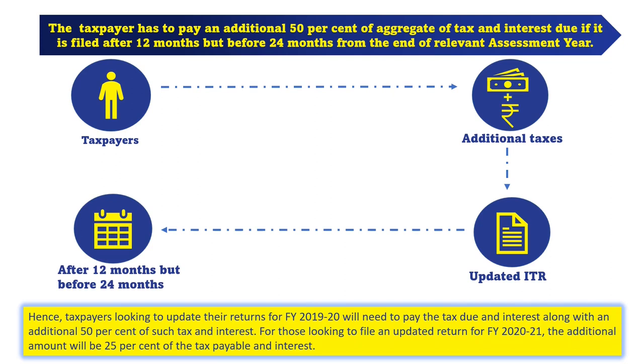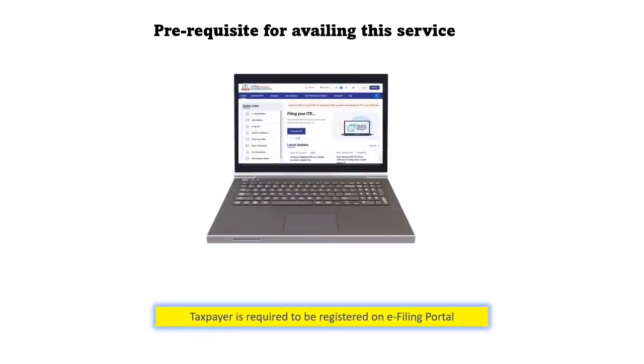Therefore, the taxpayers looking to update their returns for financial year 2019-20 will be required to pay tax due and interest along with an additional 50% of such tax and interest. For those looking to file an updated ITR for financial year 2021, the additional amount will be 25% of tax payable and interest due. In order to file an ITR-U on the e-filing portal, a taxpayer is required to be registered on the e-filing portal.